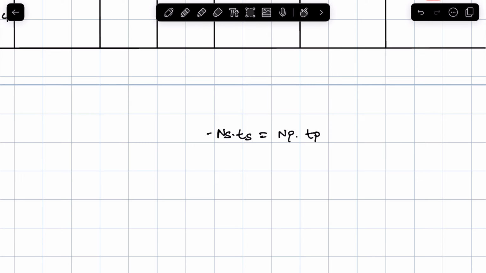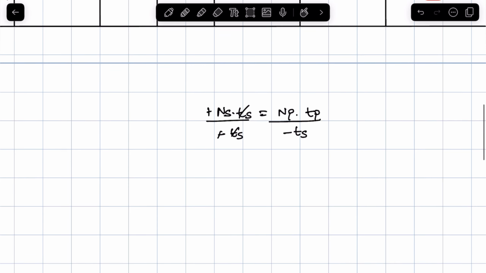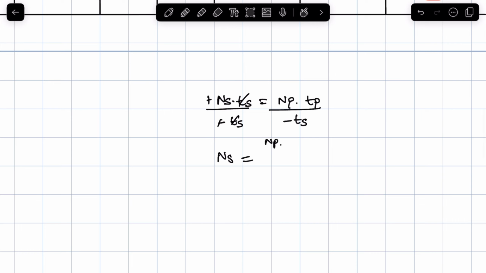So again, you first establish the relationship, then you establish the direction of both gears. Now we're going to solve for the rotational frequency of the sun gear. So we're going to divide both sides by negative TS. So that cancels, meaning NS is equal to NP times TP over negative TS.